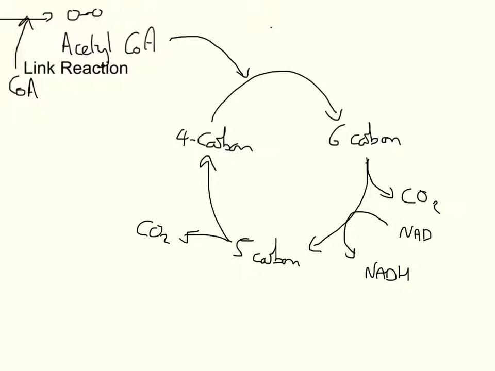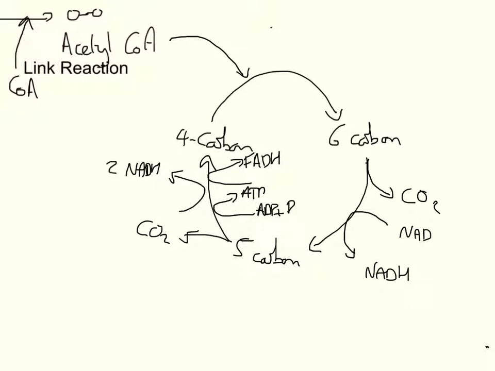There's also a corresponding pair of reductions occurring from the 5 to the 4 carbon. At this point we get 2 NADH being produced from 2 NAD, and we also get FADH being produced from FAD. It's a slightly different kind of molecule, very similar to NADH though, so for the purposes of this it's virtually the same. Now also occurring in this stage we get the production of 1 ATP molecule from ADP plus inorganic phosphate. So we've got quite a lot going on in that stage.